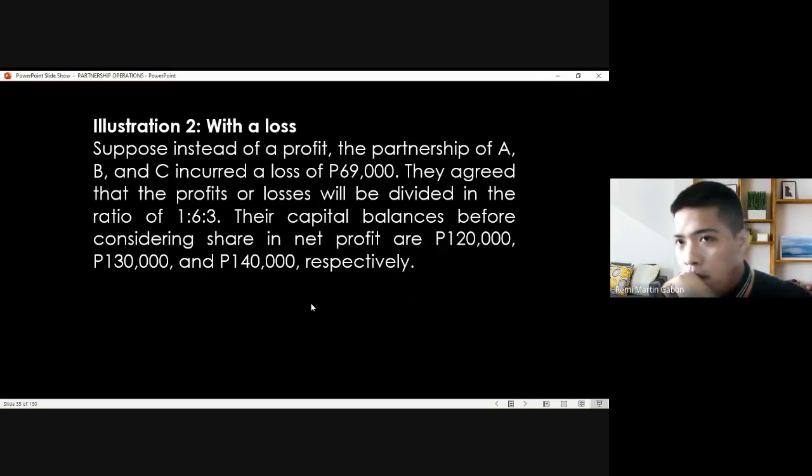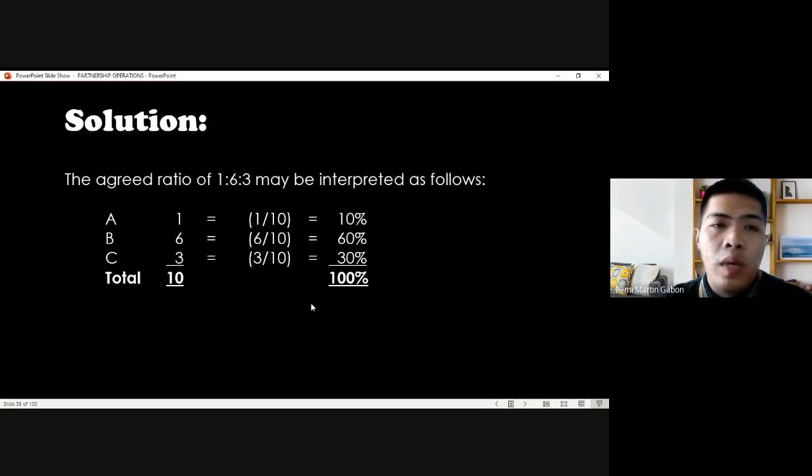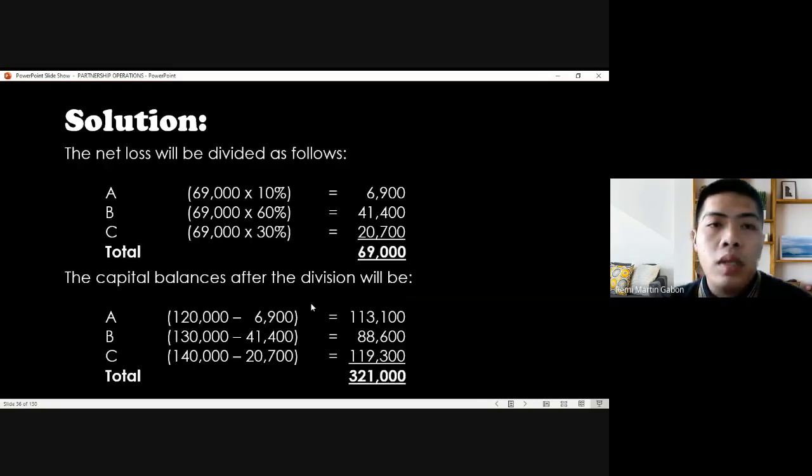1:6:3. So if we're going to interpret 1:6:3, we can have it 1/10 for A, 6/10 for B, and 3/10 for C. Or 10% for A, 60% for B, 30% for C. Okay, so a total of 100%. So to distribute the loss, 69,000 times 10%, 6,900 for A, then 41,400 for B, then 20,700 for C.